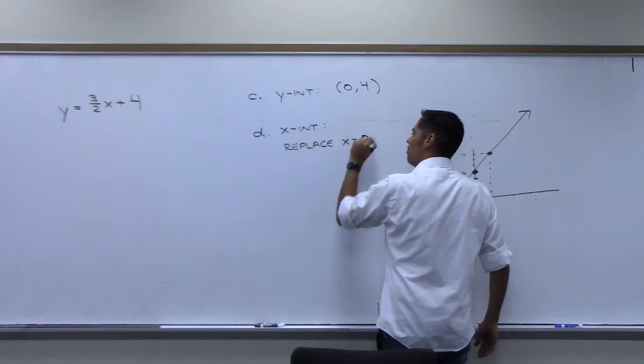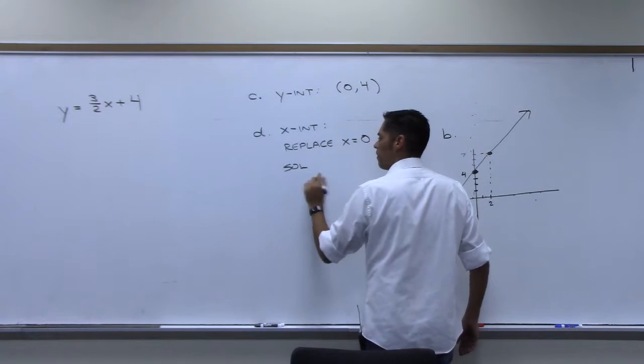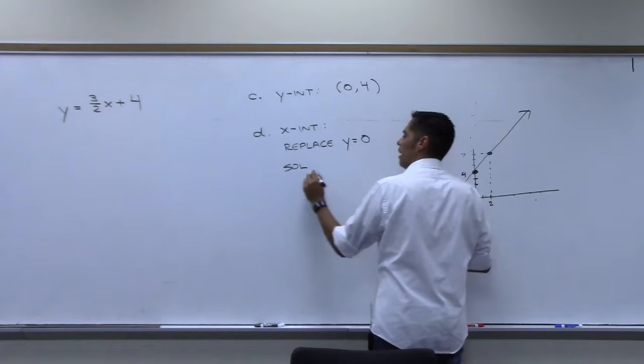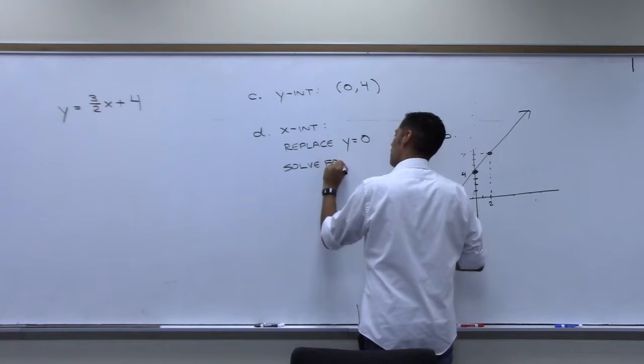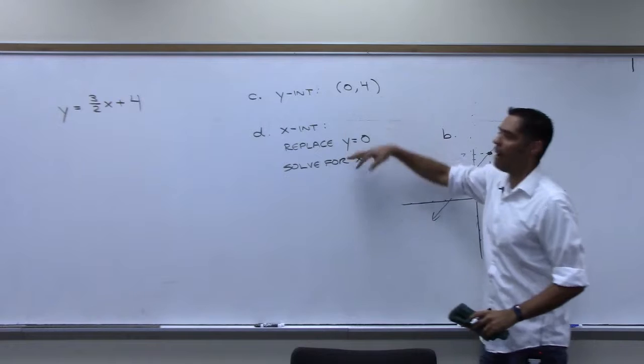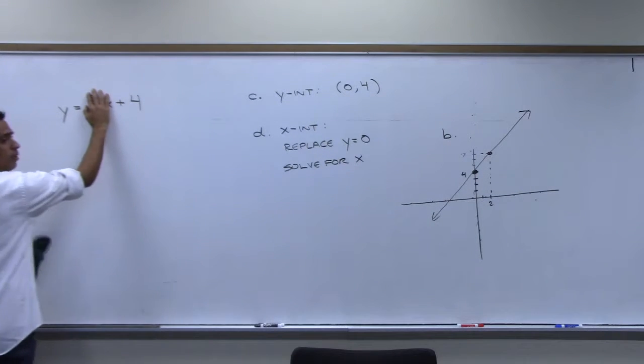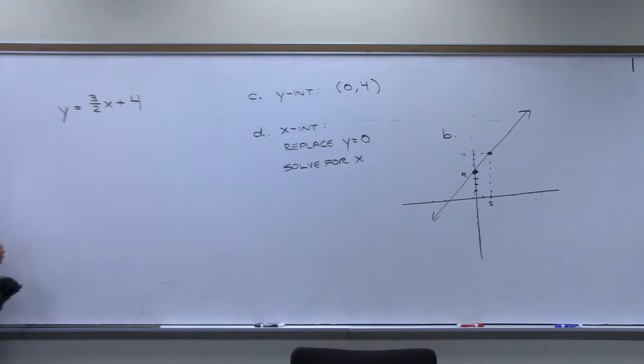replace y with 0 and solve for x. These two are opposites. If you want to know the y-intercept, you let x be 0, that'll give you your y. If you want to know the x-intercept, you replace y with 0 and solve for x.